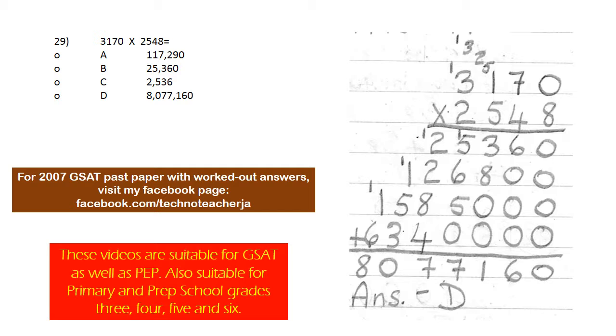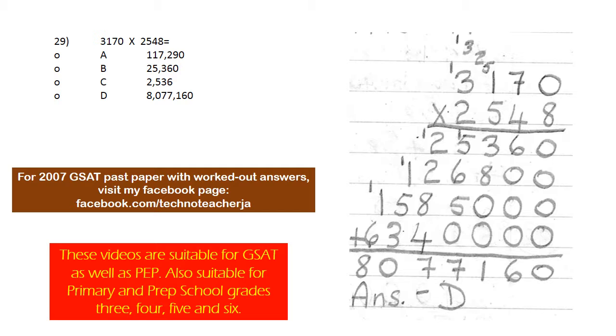Where do so many zeros come from? We know we put zeros before we start multiplying. So let's say it again. In the first line we have 2, 5, 3, 6, 0. In the second line we have 1, 2, 6, 8, 0, 0. In the third line we have 1, 5, 8, 5, 0, 0, 0. And in the fourth line we have 6, 3, 4, 0, 0, 0, 0. Now let's add everything, going down.